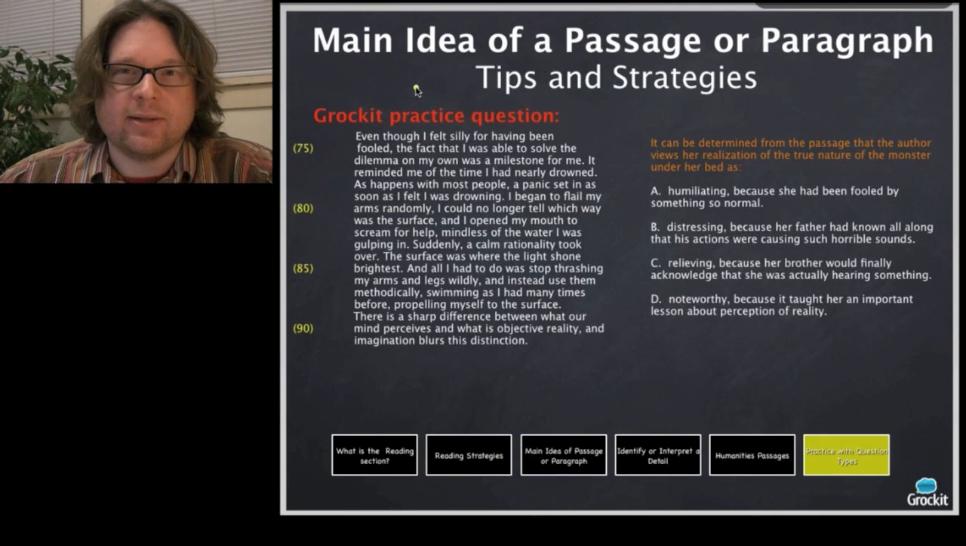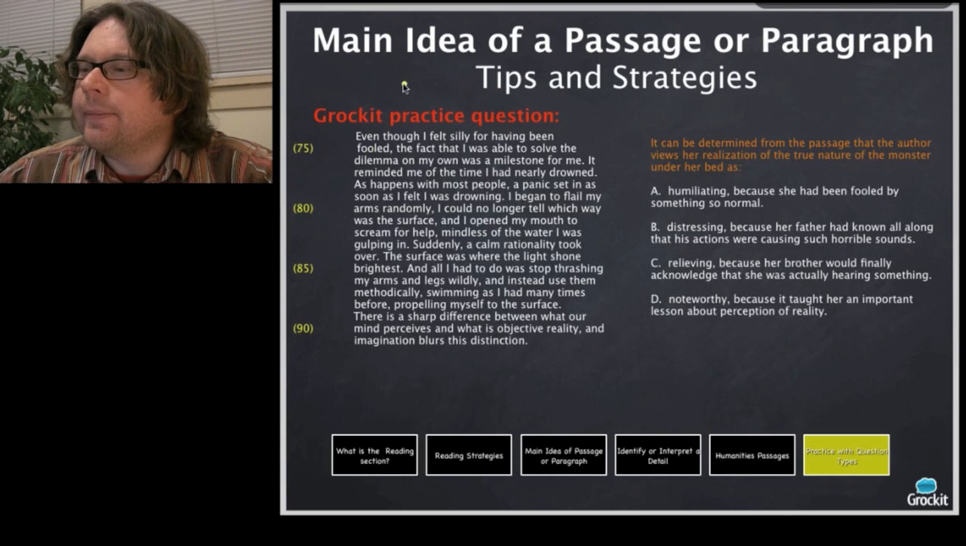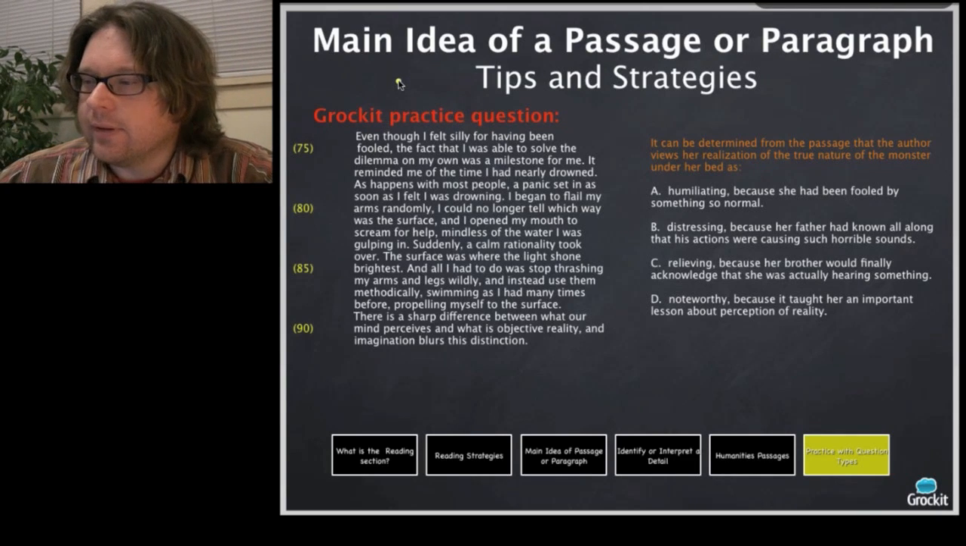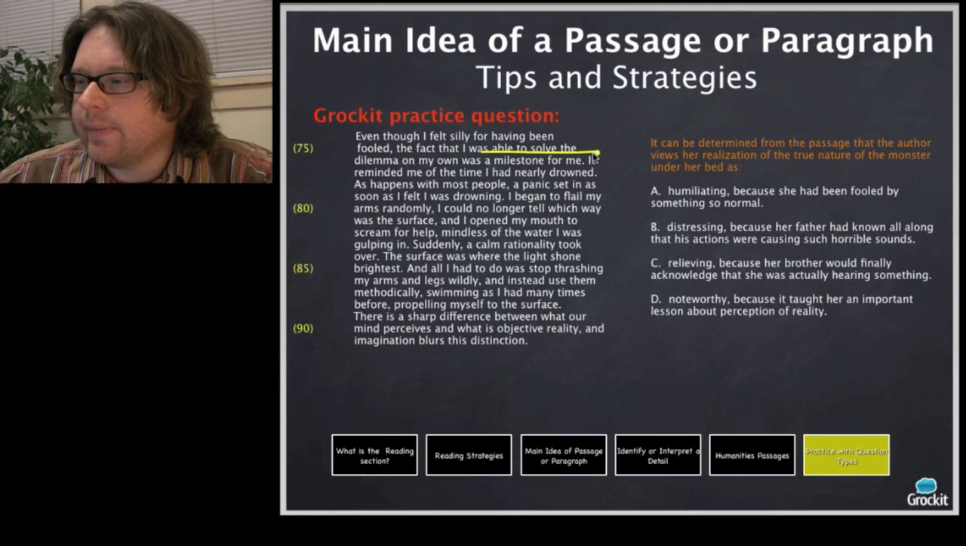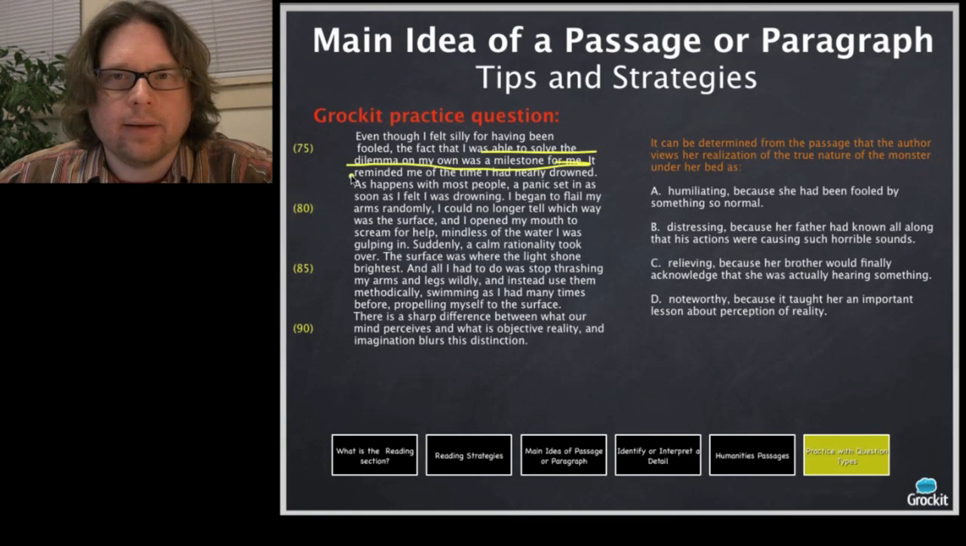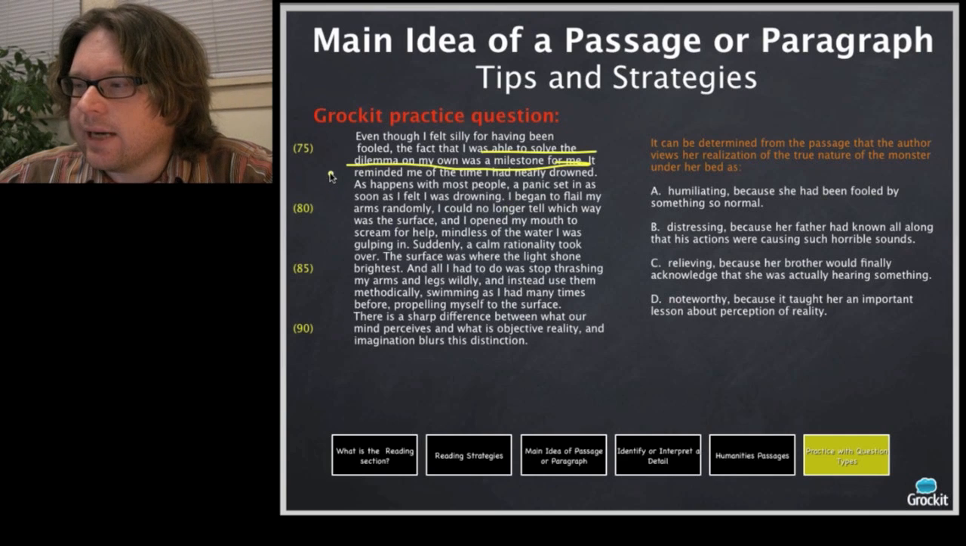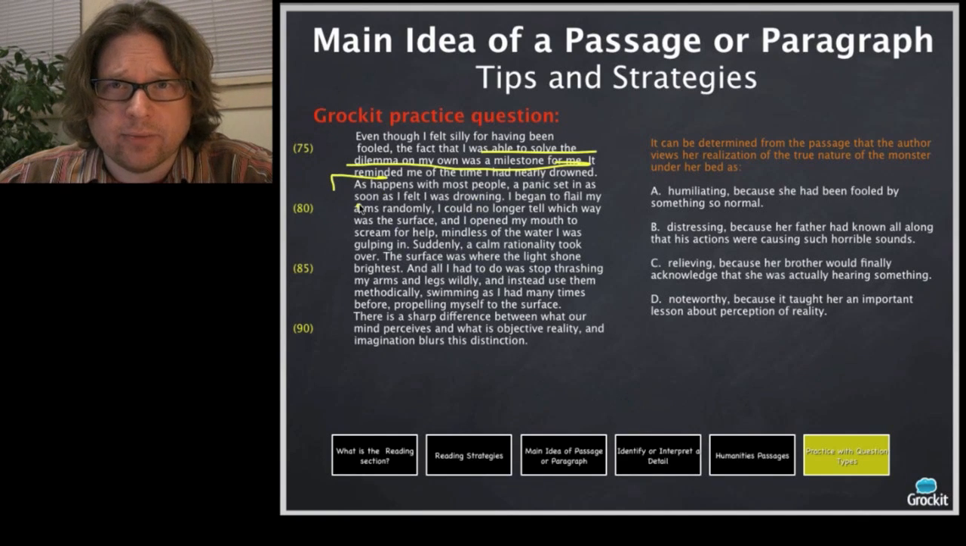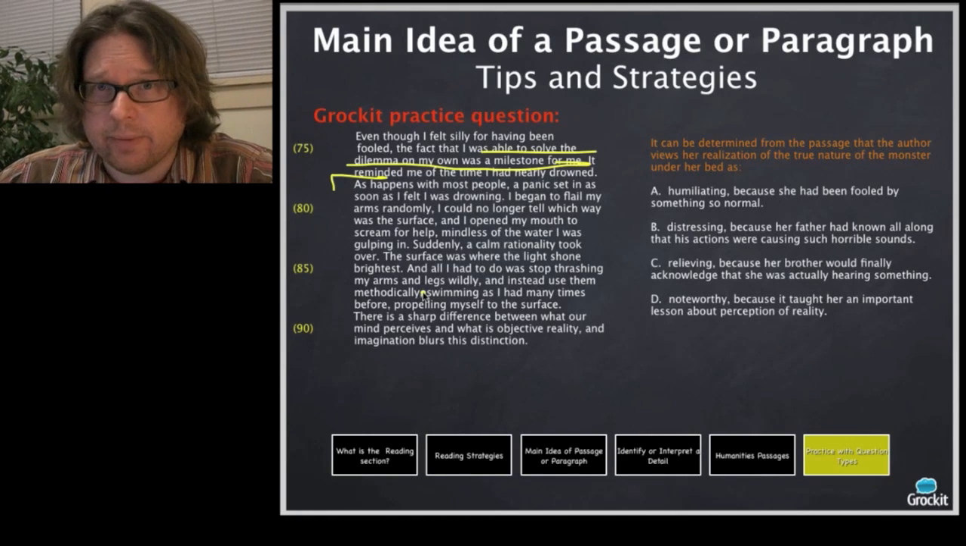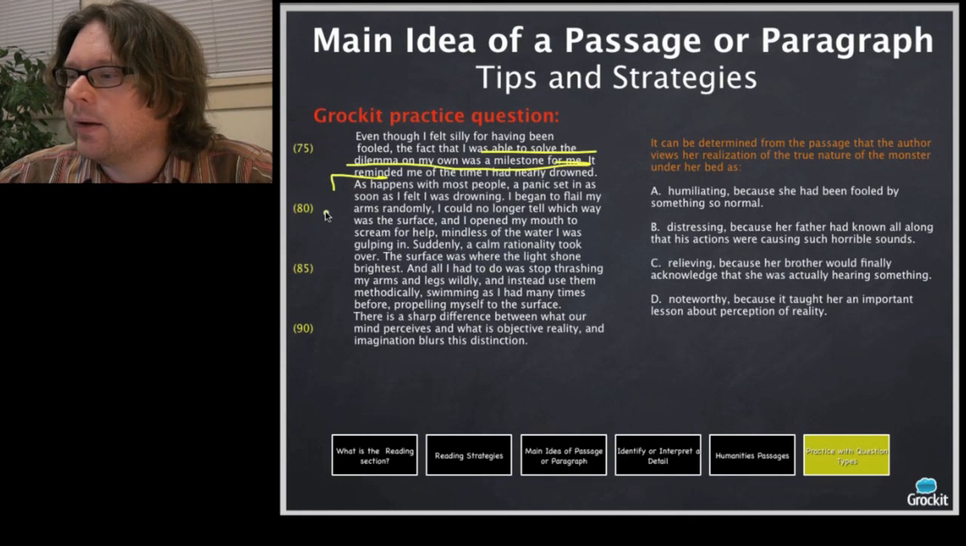Anyway, this is a little bit further on in the passage. I actually skipped the part where we find out what the monster under the bed was. "Even though I felt silly for having been fooled, the fact that I was able to solve the dilemma on my own was a milestone for me." Well, that sounds like it's important. The author solved it for herself. "It reminded me of the time I had nearly drowned. And as happens with most people, a panic set in as soon as I felt I was drowning." So it sounds like we're getting into a whole separate story about drowning. I'm just going to mark this off as a separate bit in case I need to come back to it later.